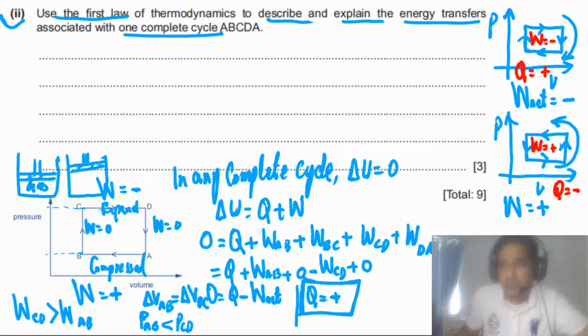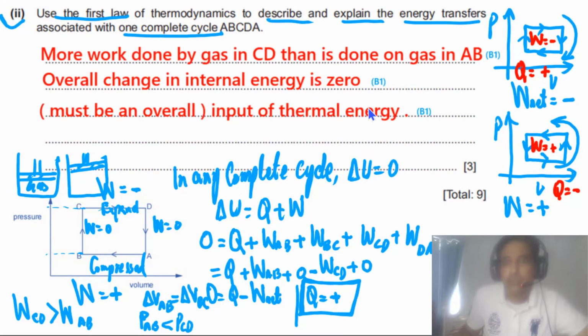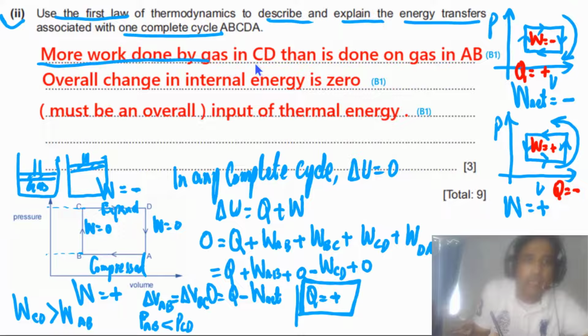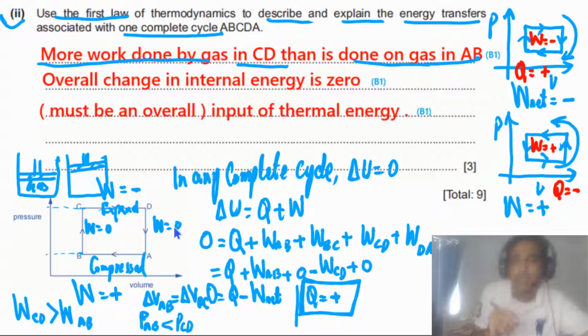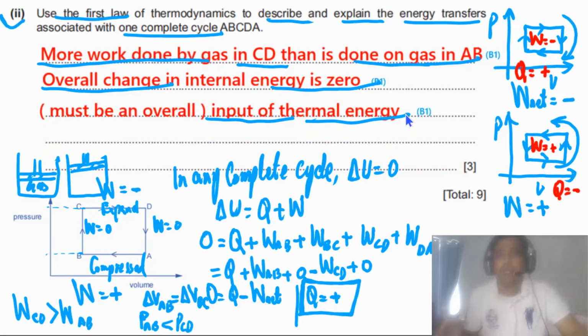Now let me show you the answer, what you can write down in your final answer. In your final answer, you have to mention these points, and this question has 3 marks. So first mark you will get if you have written more work done by gas in CD than is done on gas in AB, because the value of P between CD is greater, so work done is greater because change in volume is the same. And second point, you can say overall change in internal energy is equal to 0, so it means there must be input of thermal energy. So if you write down these 3 points, you will get 3 marks.